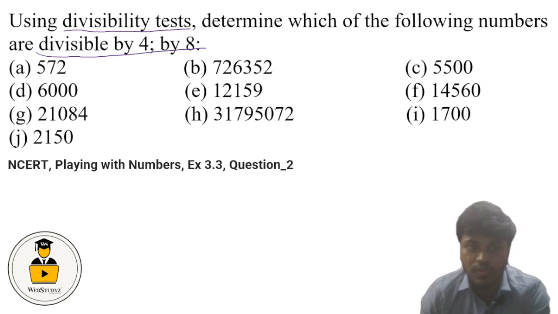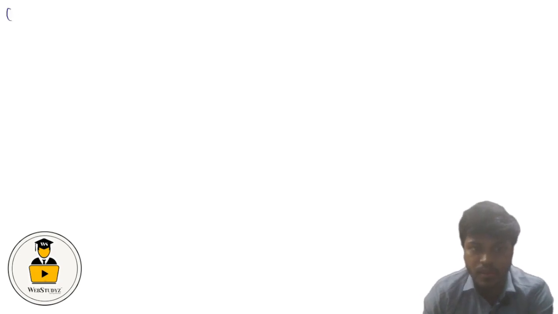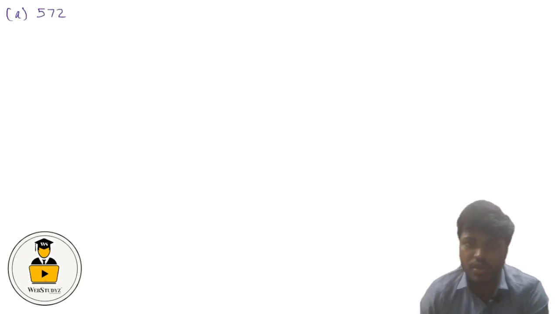So it is 572. To check the divisibility by 4, we will consider only the last two digits and check whether they are divisible by 4. So we know that 18 fours are 72, so the remainder will be 0. So since 72 is divisible by 4, we can say that 572 is divisible by 4.